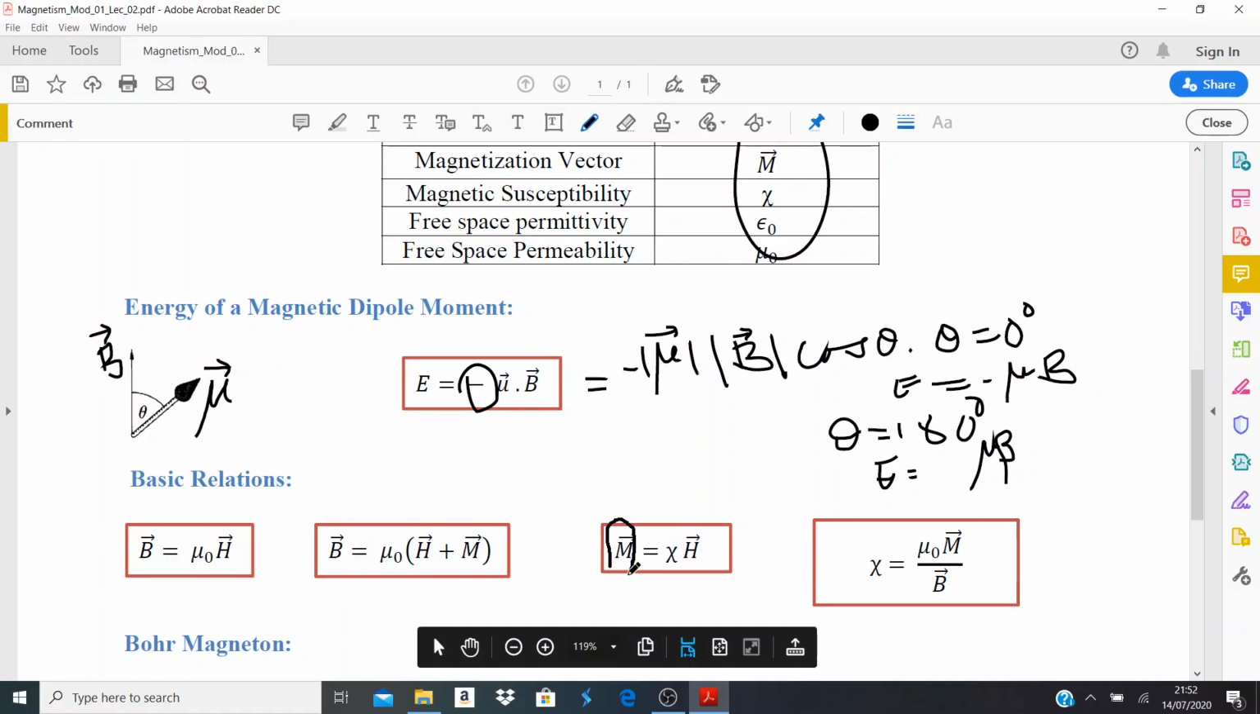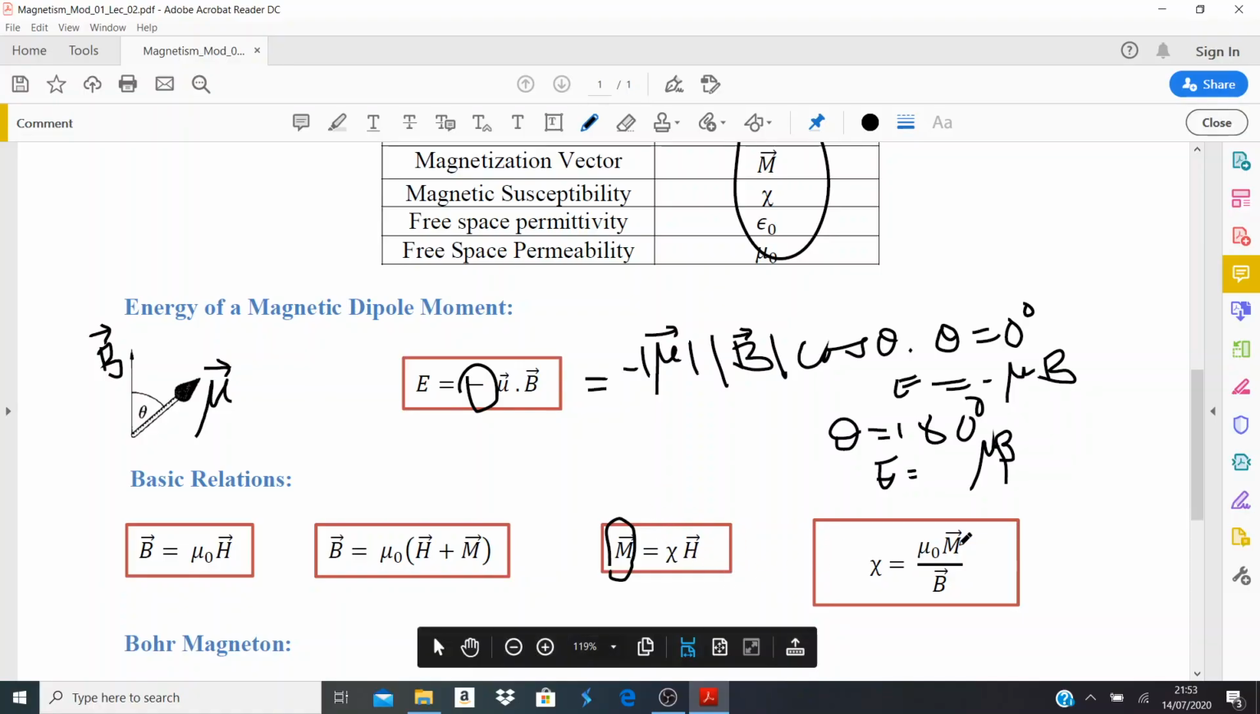the magnetization vector of the material is proportional to the magnetic field intensity vector, and the proportionality constant is what is known as the magnetic susceptibility. This quantity is quite interesting and quite important. It will come in our next lecture.